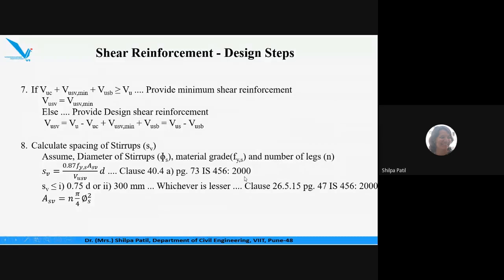And number of legs, as I discussed, will be either 2-legged or 4-legged, which we have to decide according to our requirement. And then we calculate the spacing between the stirrups by using this formula: Sv = 0.87 fy Asv d / Vus. Now where is it given? Clause 40.4, page number 73.